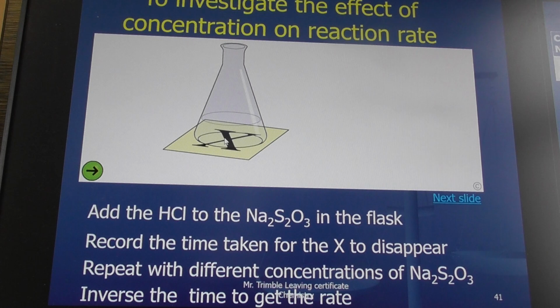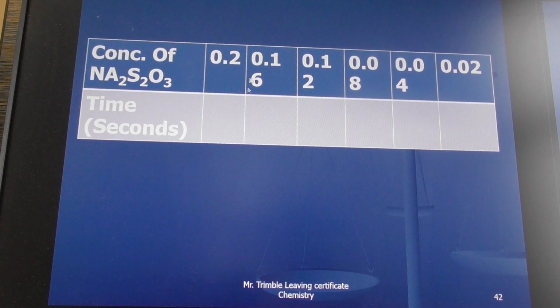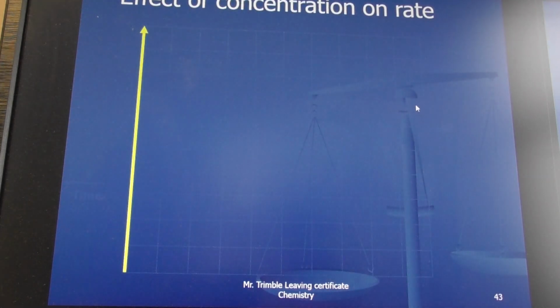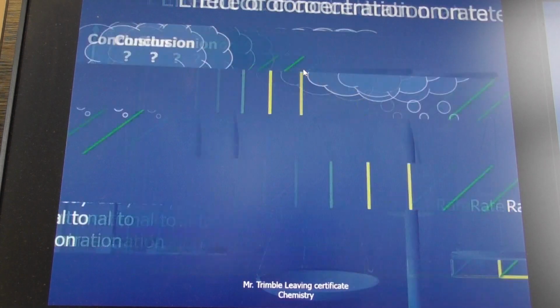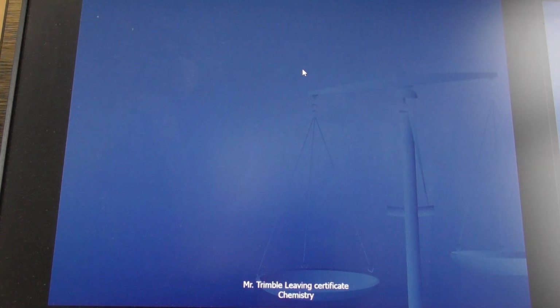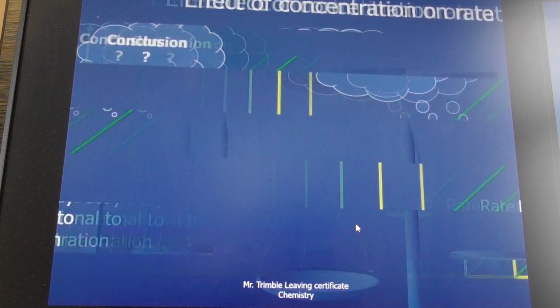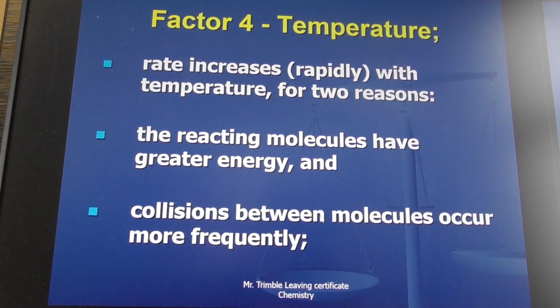And then what you would do is you would throw that one out, rinse it out, and use different concentrations. So for example, you could use concentration 0.2, 0.16, 0.12, 0.08, 0.04 and 0.02 and measure the length of time for the X to obscure. And you'll find that for the more concentrated ones, the X will obscure much faster than the less concentrated ones. And that's the effect of concentration effectively. And the rate is directly proportional to the concentration, because of the more collisions, the reaction will happen faster.